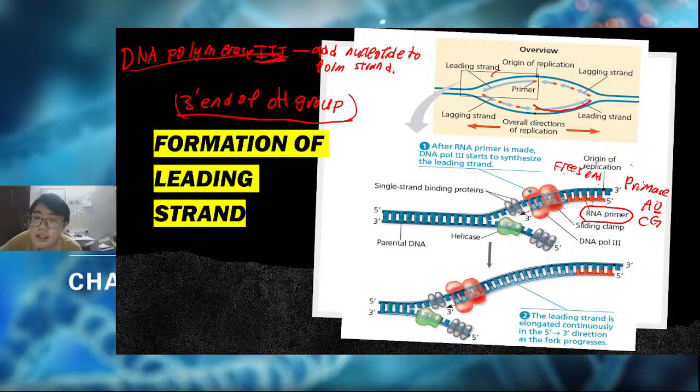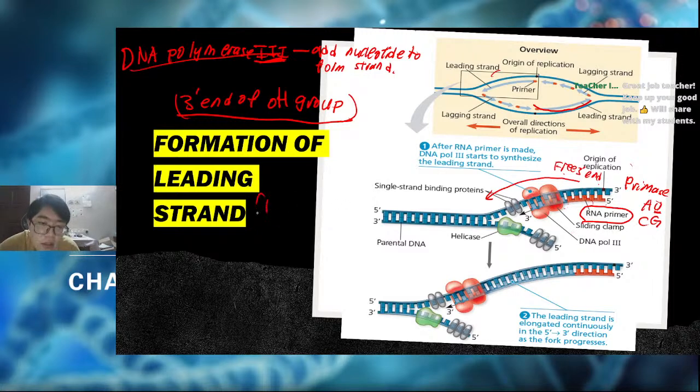Then it can synthesis the nucleotide, synthesis the strand, the leading strand, by adding the nucleotide toward the replication fork. So it will synthesis from here to here, until it is near the replication fork. Then it stops. Then the DNA polymerase is done with its function. So the leading strand is very easy.